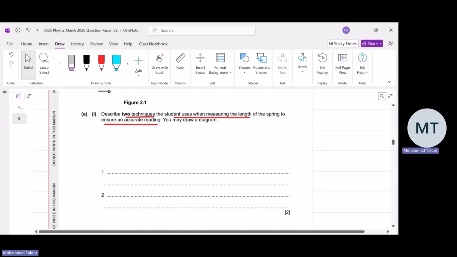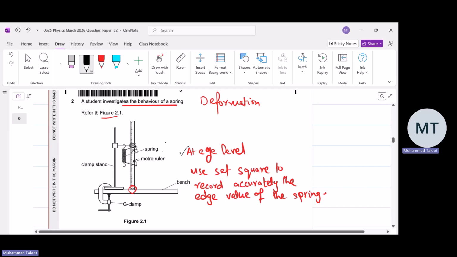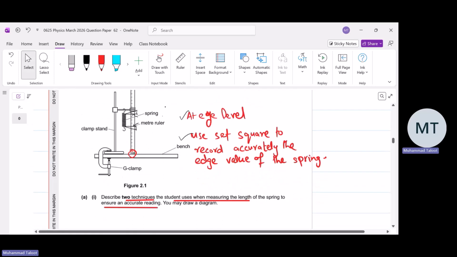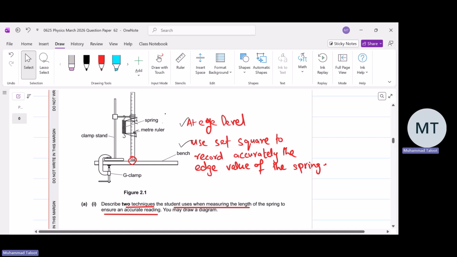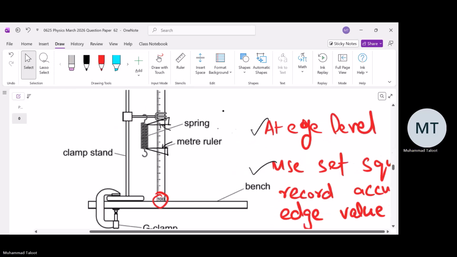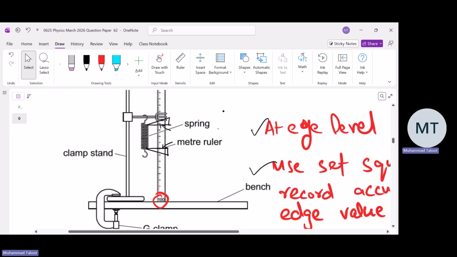One, I have told you that measure from eye level, so that parallax error should be avoided, and one is this. So one more is possible. Why not you bring this scale, this vertical scale, closer to the spring, so that you can have an idea. If I bring the scale more closer to the spring, you will be able to measure the length more accurately. This is little bit far from the spring, but it should be closer to this, in this way.